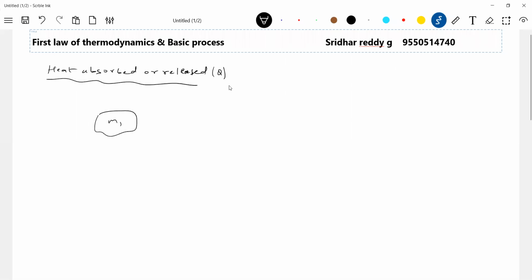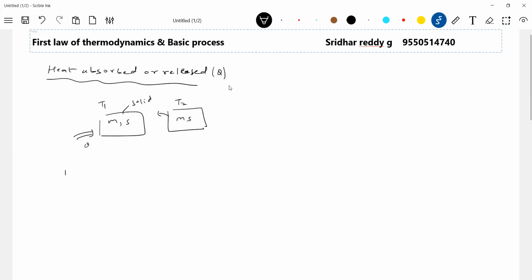A body like this of mass m and specific heat S has an initial temperature T1. I'll supply heat. Then what will happen to the temperature of the body? It increases to T2. This is a solid.